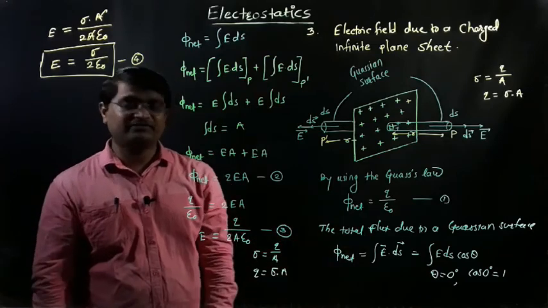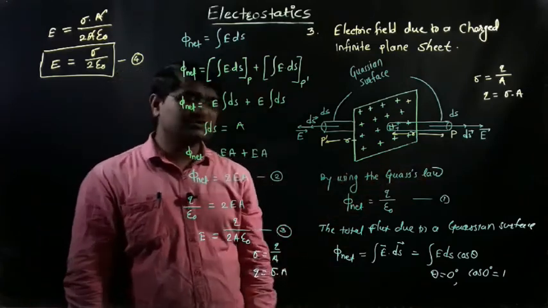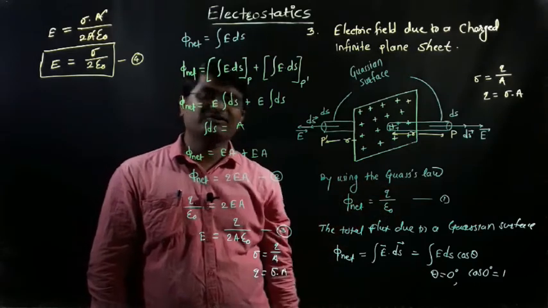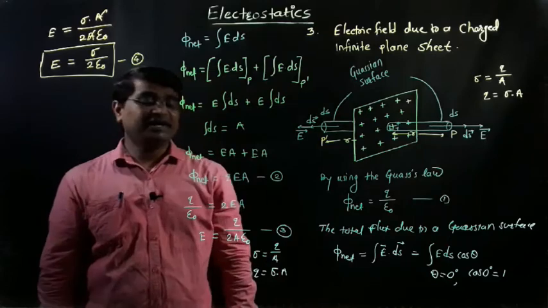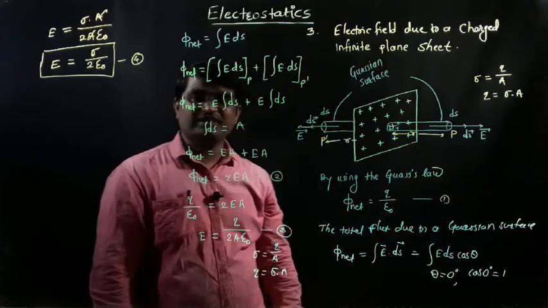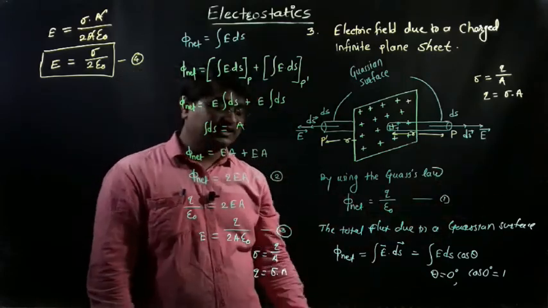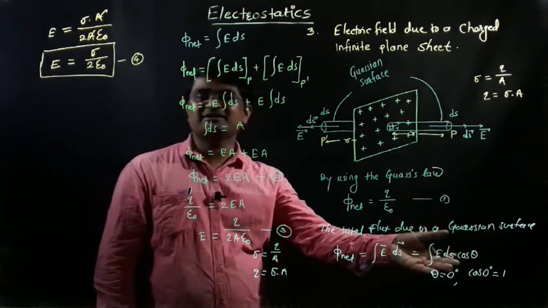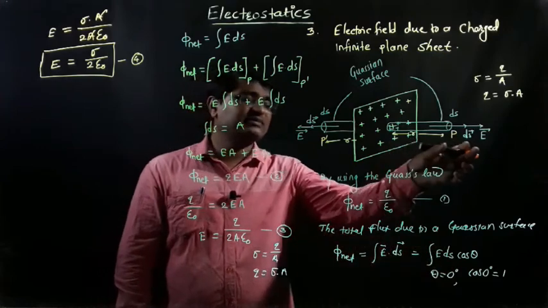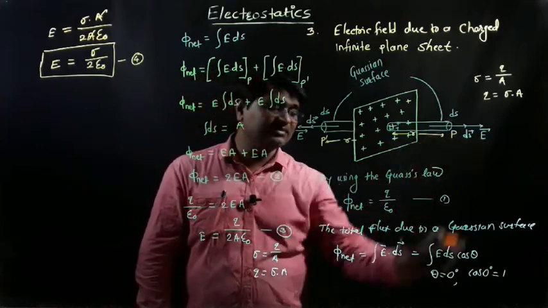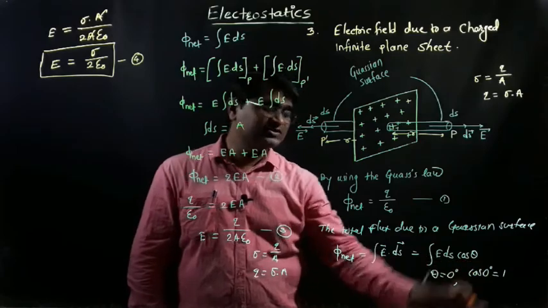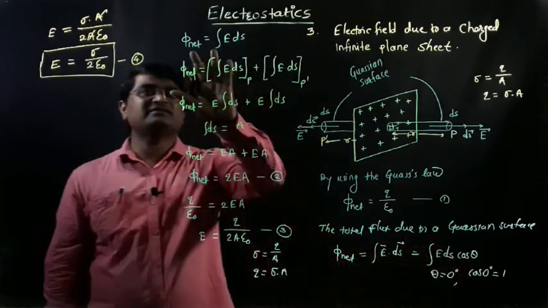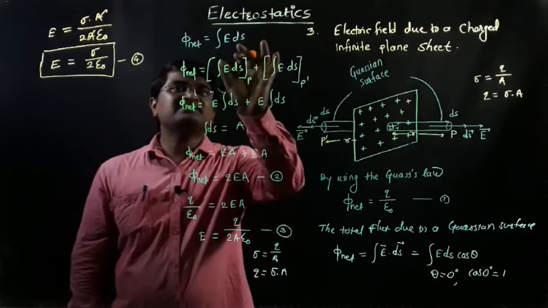First of all, we find the electric field by using the total flux, which we find by using Gauss law. So net flux is equal to Q upon epsilon naught. This is our equation number 1. After that we find the total flux by using the Gaussian surface. The total flux is the integral of E ds cos theta. From the diagram, E and ds are on the same line, so theta is 0 and cos 0 is equal to 1. So we get the integration of ds only, and this is the net flux.